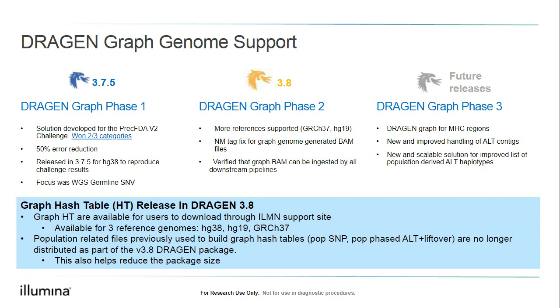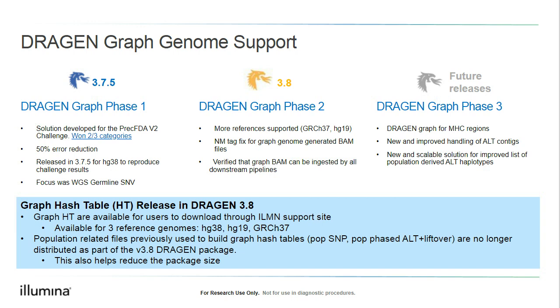One change that we have made between 3.7 and 3.8: in 3.7 you were able to construct your own graph genome for hg38. Now that we are introducing more references in 3.8, we have removed that capability to build your hash table for a graph genome, but we are making the graph genomes, in terms of a DRAGEN hash table, available on the Illumina website.